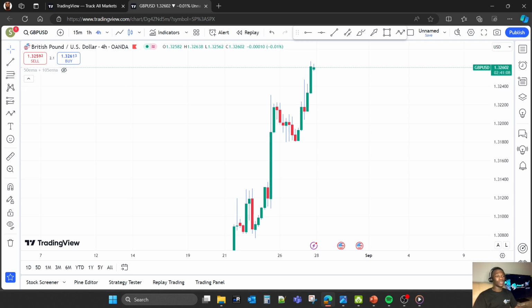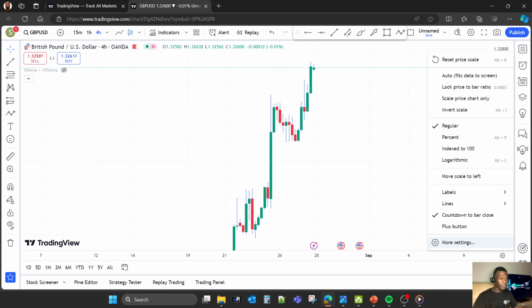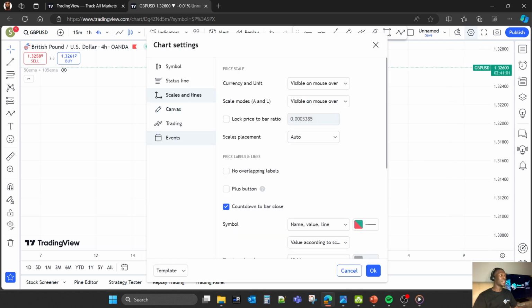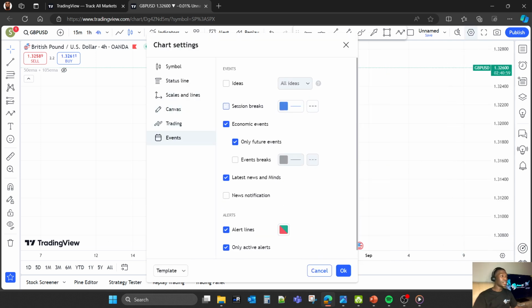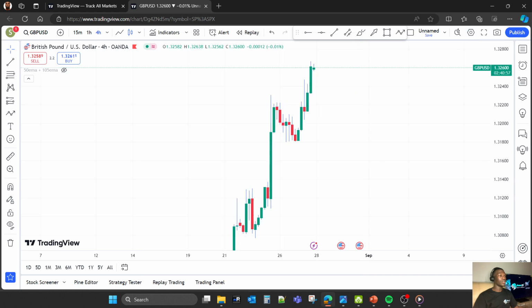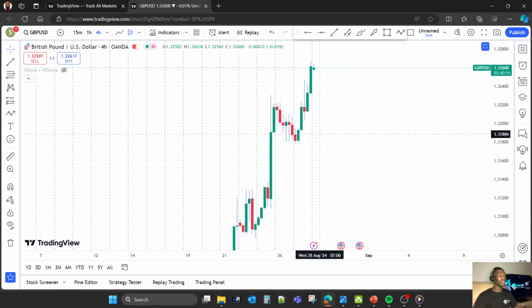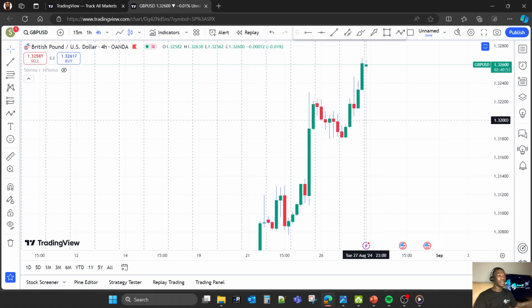So what you want to do now is to come here on settings, and then you go on more settings, and then events, and then session breaks. After doing so, you get to see these blue trend lines, right? And then this is Wednesday, this is Tuesday, then this is Monday.